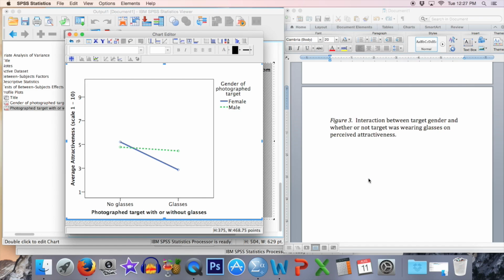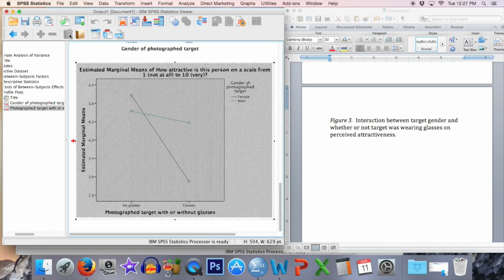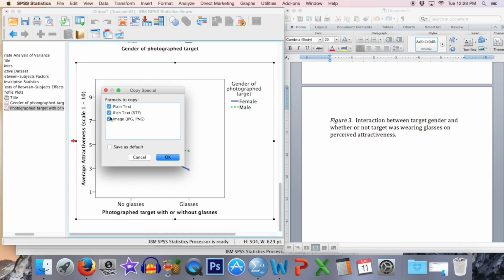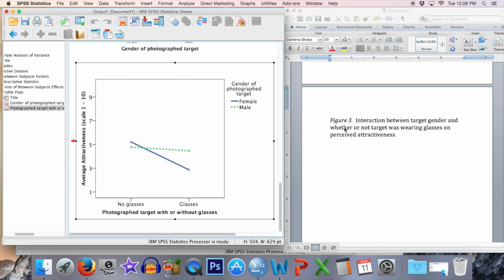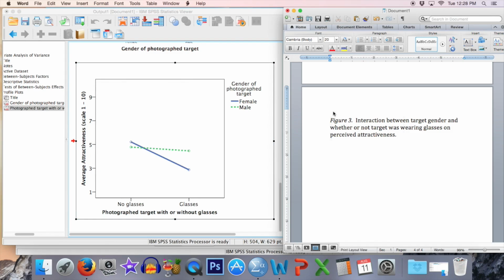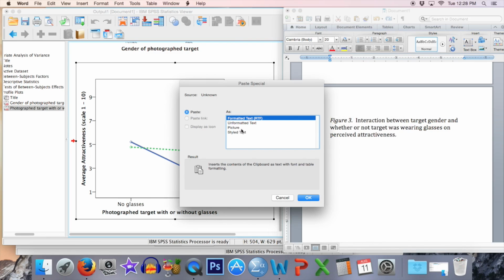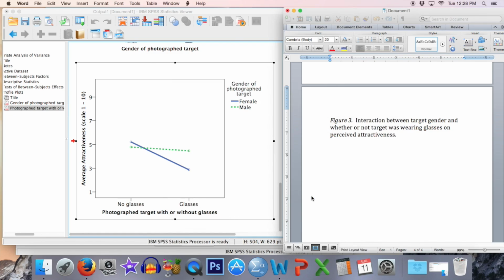So I'll go ahead and close out and then close this, and it'll save all your changes into your output window. So once you have that, you can right-click and go Copy Special, and just make sure that Image is selected. The rest of these can or can't be selected, that doesn't matter, just as long as Image is selected. And click OK. And then go to your Word document, right-click, and hit Paste Special, and then make sure Picture is selected, and click OK.